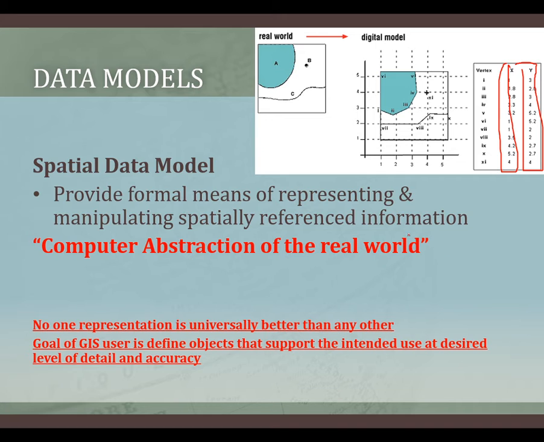The goal of you as a GIS professional here is to define objects that support the intended use at the desired level of accuracy. So here we're talking, for example, about the pizza guy. He doesn't care if you have trees or not. He cares about the road and cares about the houses being accurately put there. So different applications, different use. We figure out who the intended user is, how you can serve him or her in the best way, and so what you need to model there.